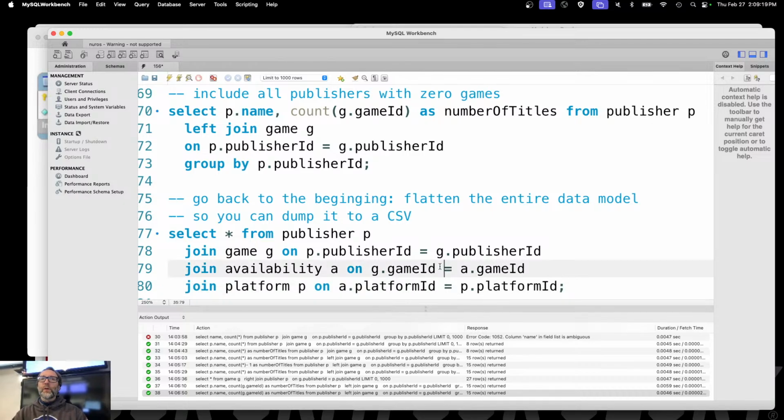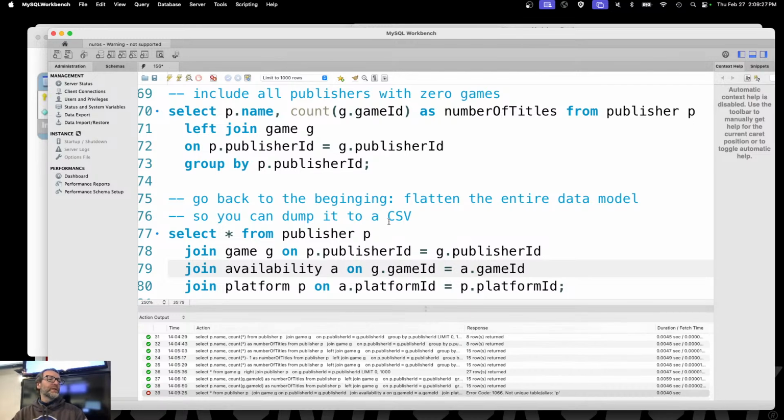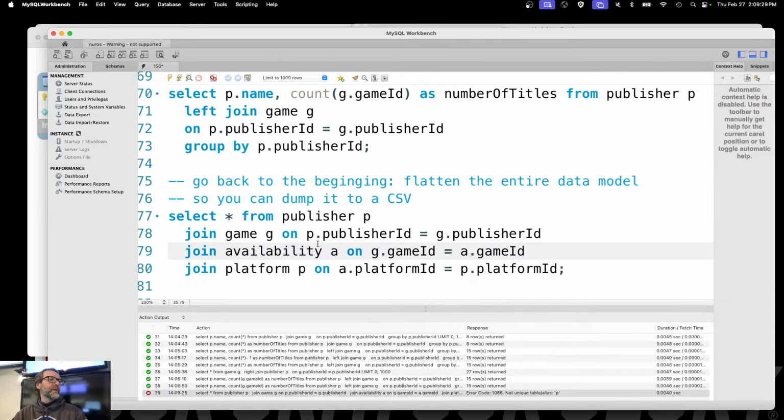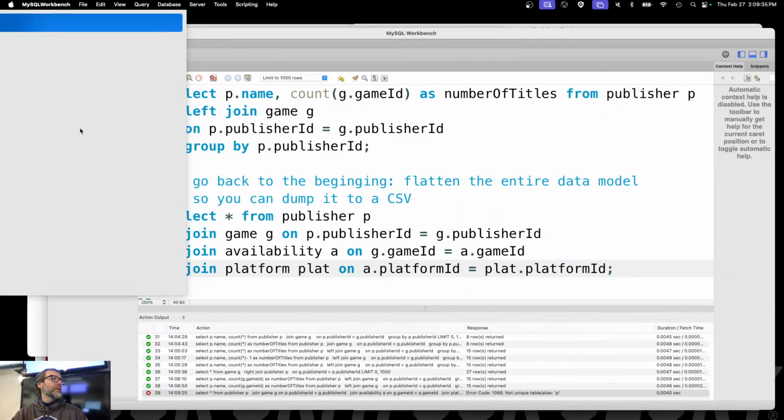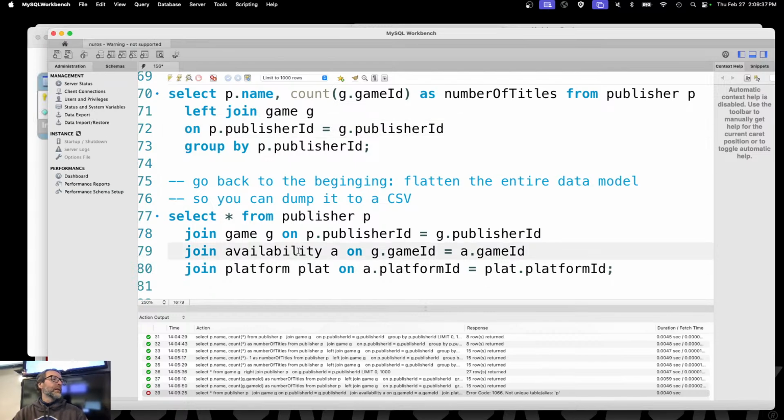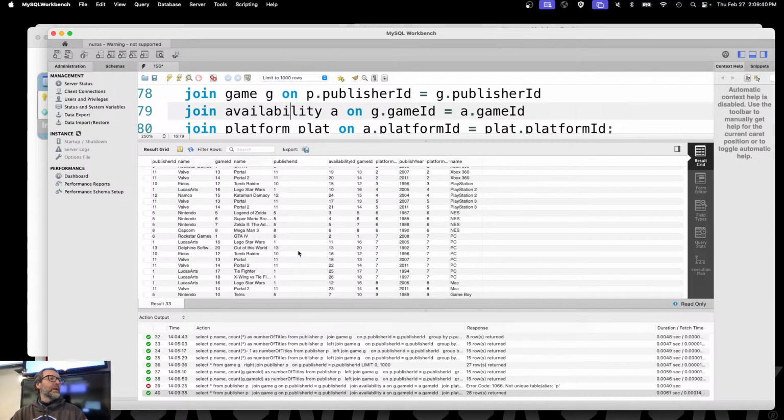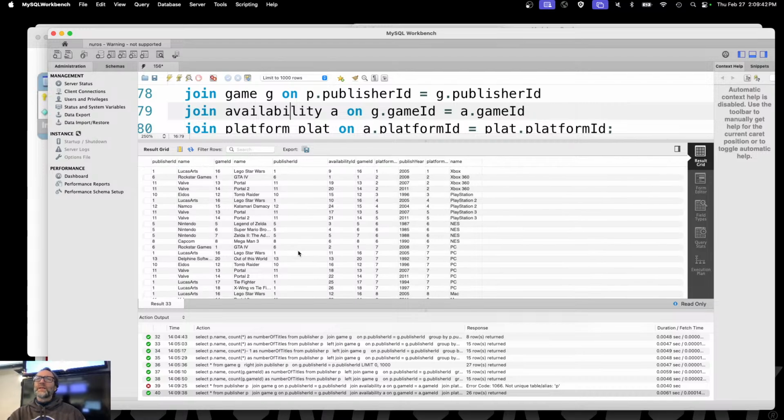Does anybody see any problems immediately? Look at all my aliases. What are they? P, G, A, P. I reused the same alias twice. Right? So I'm going to have to use plat there instead. Plat. Or just platform. Anyway, there we go. I've successfully flattened the data model.